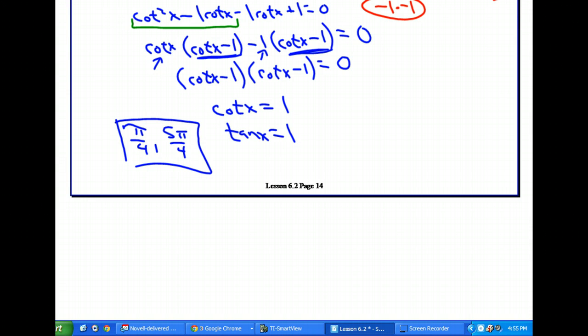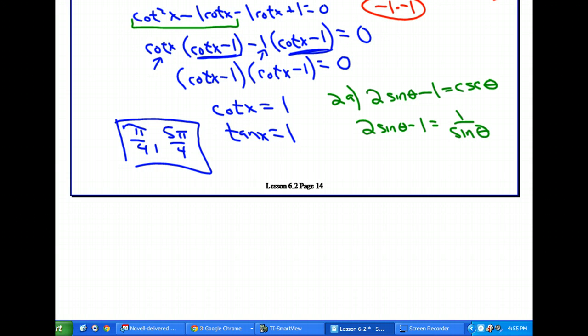Okay, so we've got to get it down to a single trig function when this happens. In the book, it typically looks a little bit more like things like 2 sine of theta. Here's one from the book. This is number 29. 2 sine of theta minus 1 equals the cosecant of theta. And you think, wait, how are sine and cosecant related? They're reciprocals. So I'm going to write this 2 sine of theta minus 1 equals 1 over the sine of theta. And that's a messy looking problem.